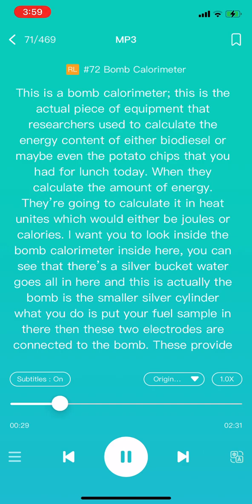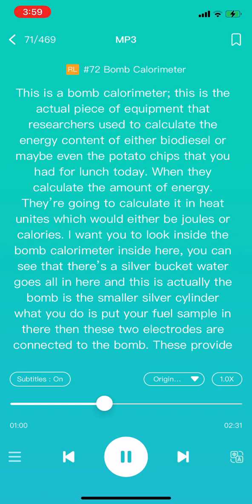Inside here, you can see that there's a silver bucket. Water goes all in here. And this is actually the bomb. It's a smaller silver cylinder. What you do is put your fuel sample in there. Then these two electrodes are connected to the bomb. These provide the spark that will ignite your sample. When your sample burns or combusts, that gives off energy.